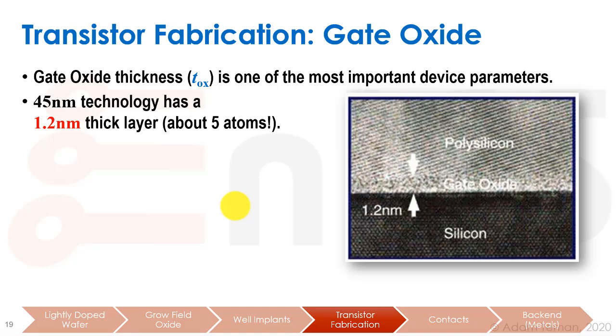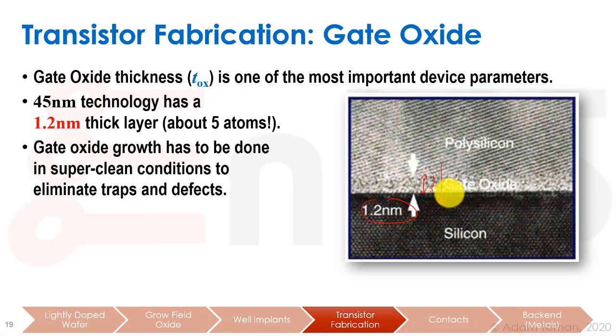Scaling the gate oxide has gotten to the point where at 45 nanometers, the gate oxide was 1.2 nanometers thick, as you can see here. Now 1.2 nanometers is very, very small. That's about 5 atoms. You can pretty much see them here in the picture. We'll see that this causes problems, as there's quite a bit of tunneling from the gate down to the substrate or the channel underneath, because it's such a thin layer.